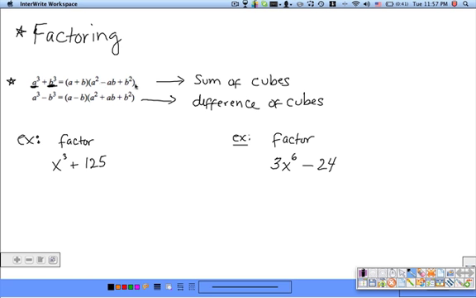But you have to memorize this formula. I'll tell you ahead of time, yes, you will see something like this on the quiz and test. Okay? Maybe one of these, maybe both of these things. So you have to figure out, is it a sum of cubes or is it a difference of cubes?